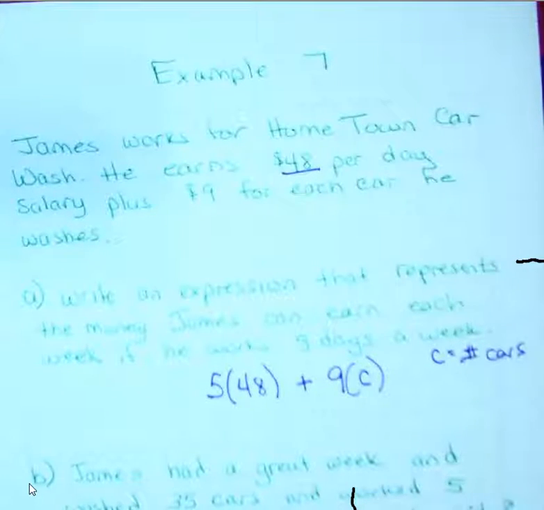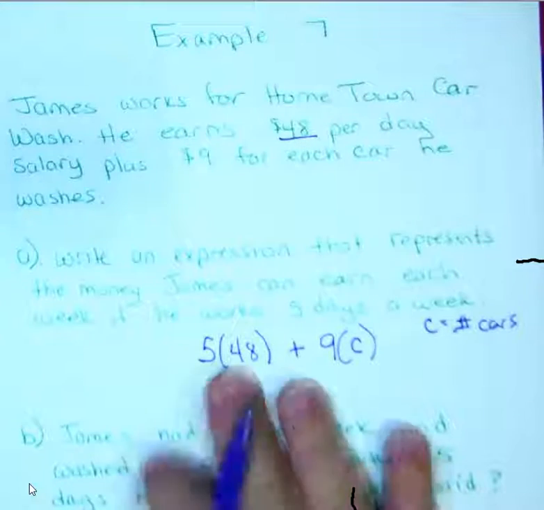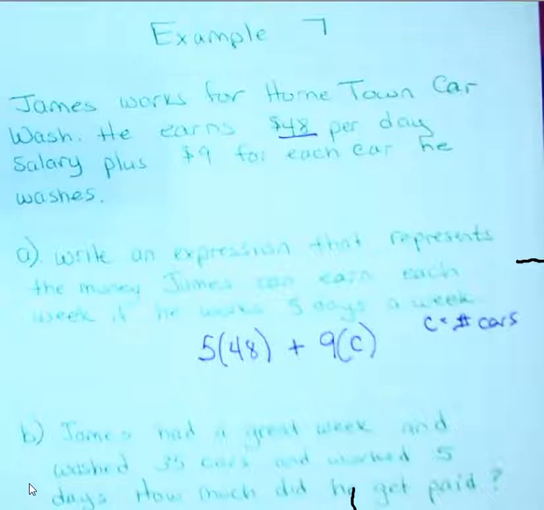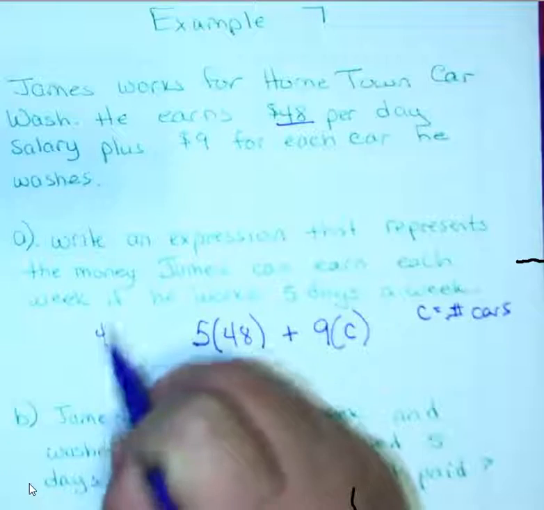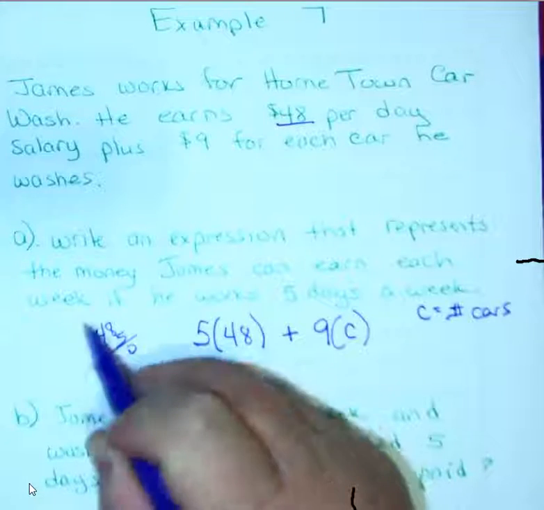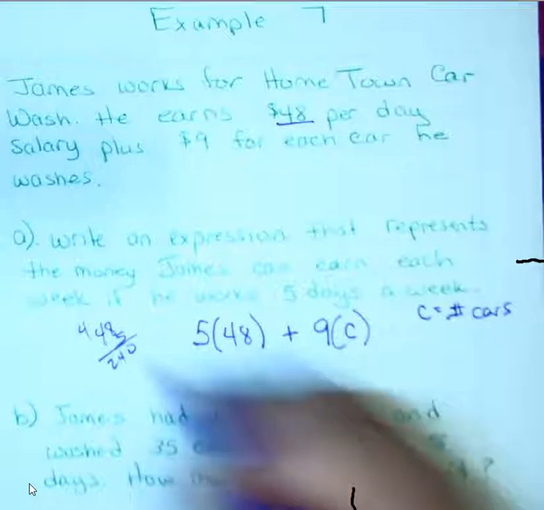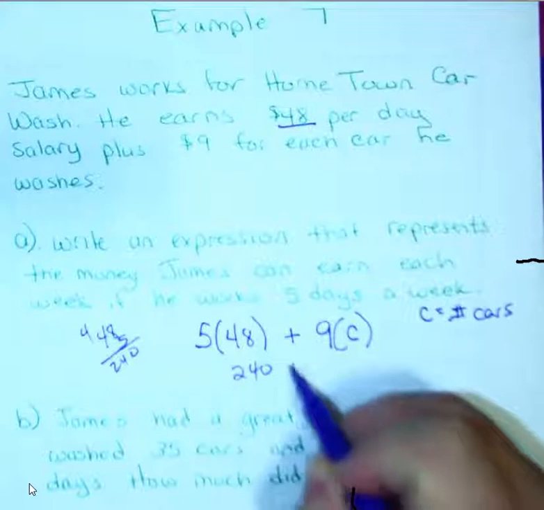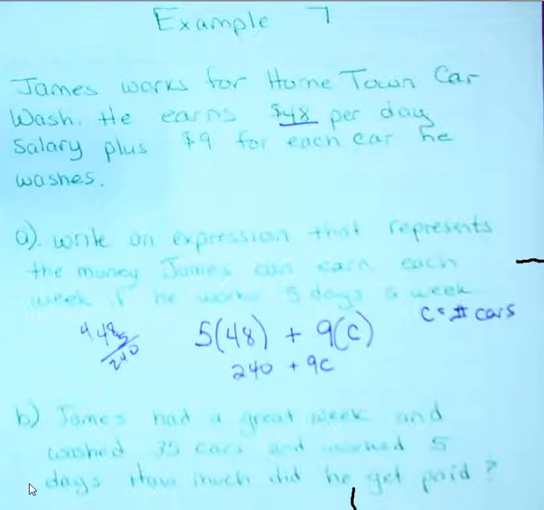Okay? So here is our expression. And if you want, we can multiply that out. 48 times 5 is 240, so that's 240 plus 9c. Okay? So that's A.